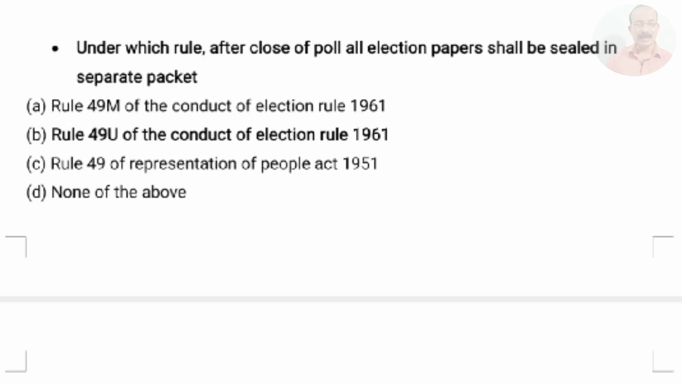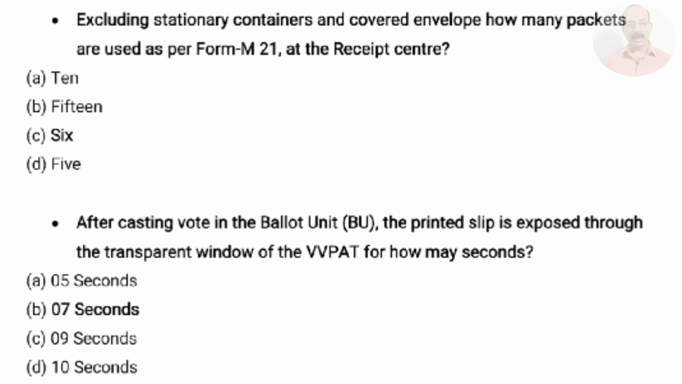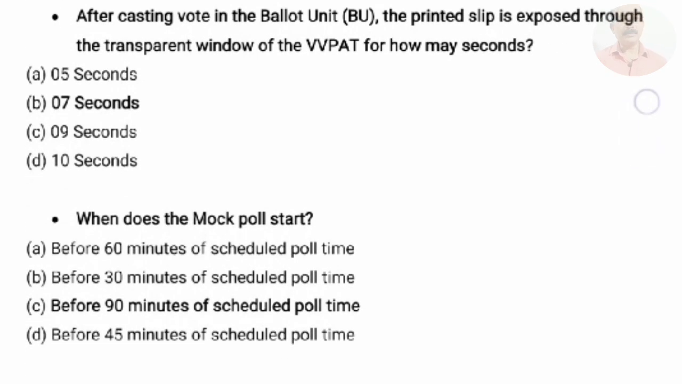Under which rule, after close of the poll, all election papers shall be sealed in separate packets? Option B, Rule 49U of the Conduct of Election Rules 1961. Excluding stationery container and covered envelope, how many packets are used as per the form M21 at the receipt center? Option C, 6.